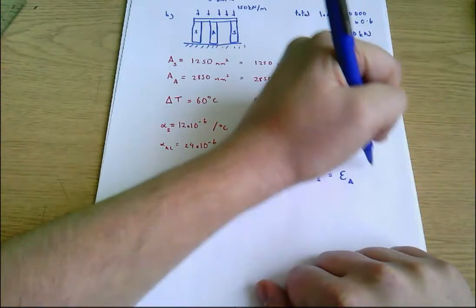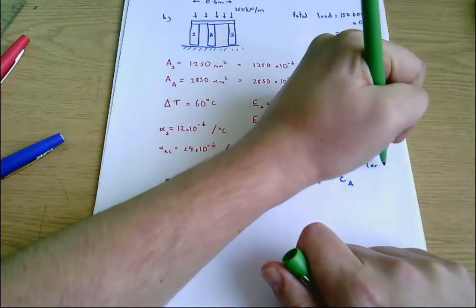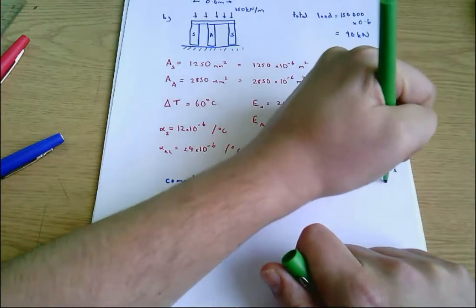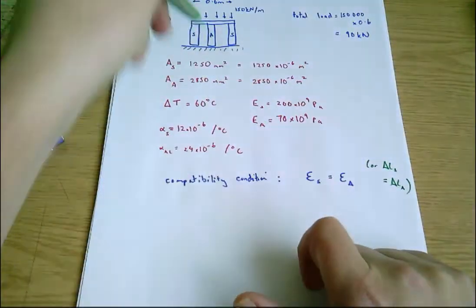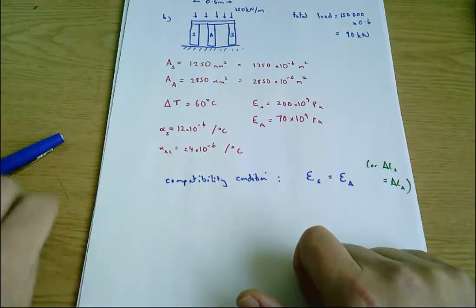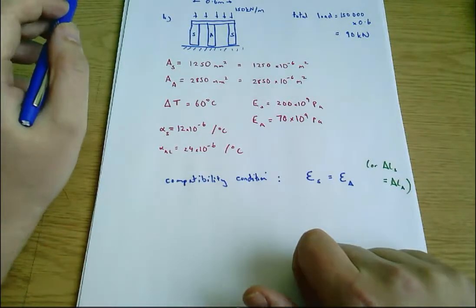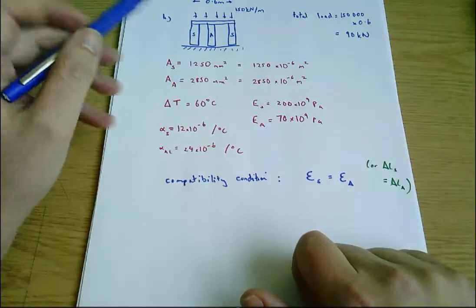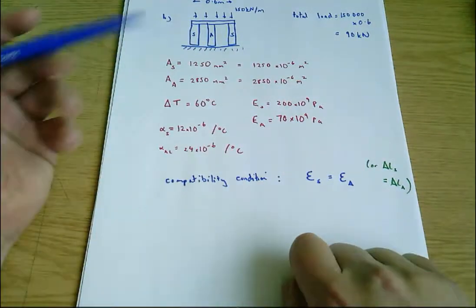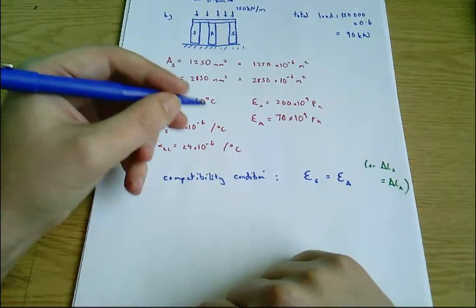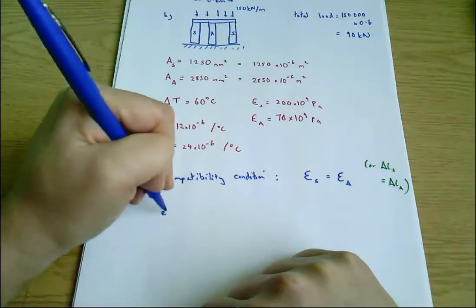Alternatively, I guess we could say delta L for the steel equals delta L for the aluminium. That's the same thing because their initial lengths are the same. Interestingly, we don't get told their lengths in the question, so maybe we'll only be able to use one of these because we'd need the lengths to convert between them. Anyway, we'll come back and think about that in a bit. The second thing that we know is the equilibrium condition.